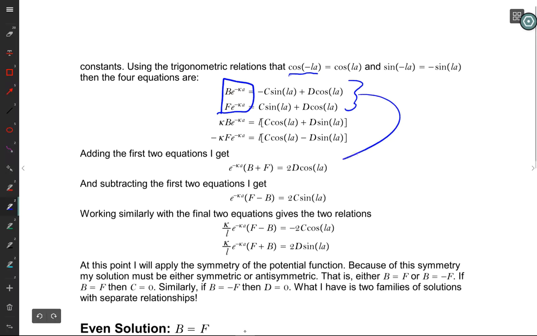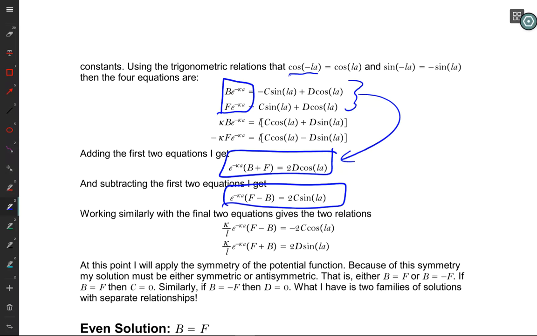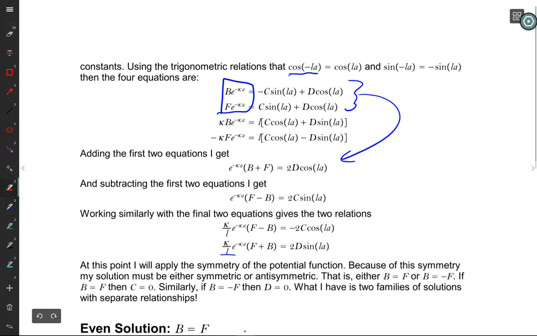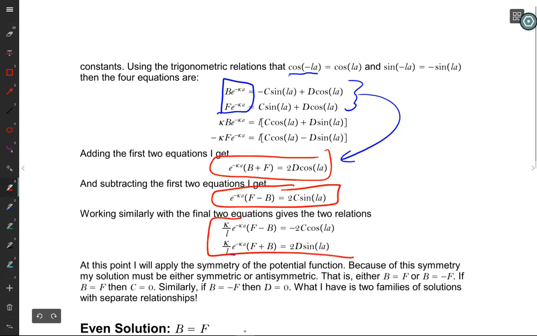So if I add those 2 together, I get this equation. And then I'm going to subtract those first 2. So I added them to eliminate C. Now I'm going to subtract them to eliminate D. And so I subtract them and I get this equation, eliminating D. So I have relationships between C, F, and B, or D, F, and B. And then do the same 2 jobs with the lower 2 equations to get these equations. So actually, I will put these in red boxes. So these 4 equations are equivalent to the 4 we started with, just combining them differently.